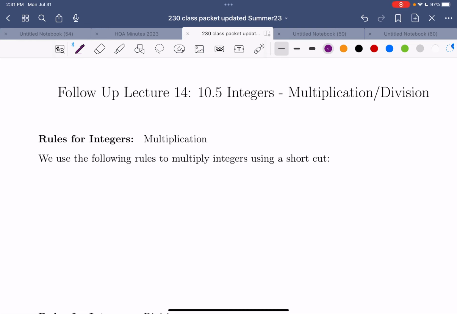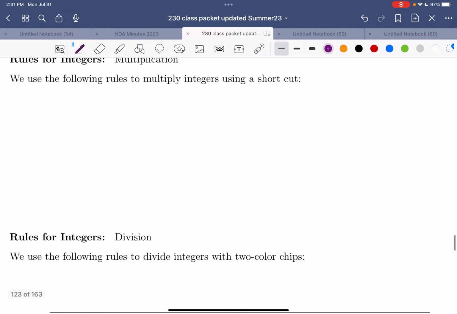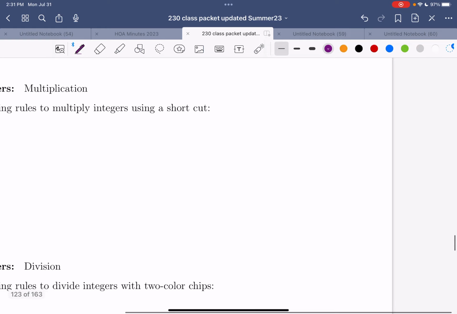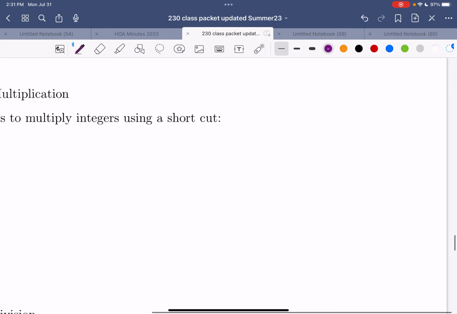And we want to do this because after you've modeled multiplication and division using your two color chips and your number lines, then you want to transition your students to a more abstract set of rules. And so we want to do that in the following way. First we're going to look at some examples.